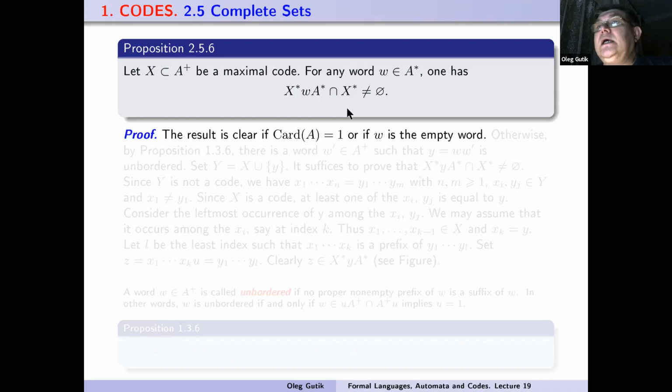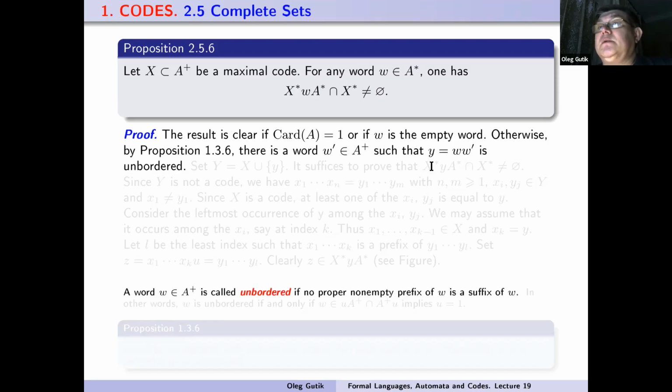The proof. The result is clear if the cardinality of the alphabet A is equal to 1, or if the word W is the empty word. Otherwise, by Proposition 1.3.6, there exists a word W' from the free semigroup A+, so that y = W W' is unbordered.